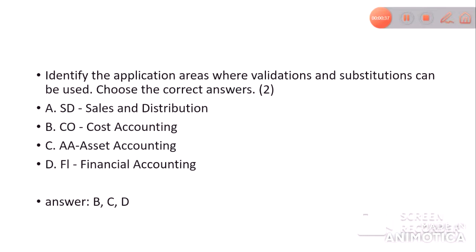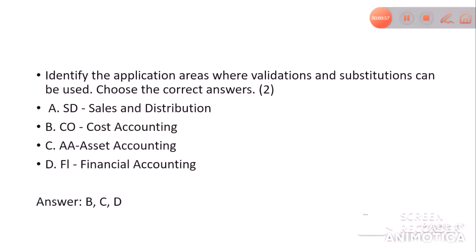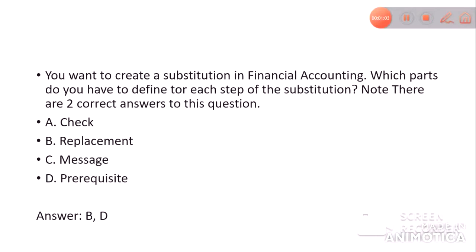You want to define a validation for the combination of ledger account and cost center. For what point of call is this validation defined? So this will be line item, so it is of line of documents. Identify the application areas where validations. So this is the same question again. You want to create a substitution in financial accounting. Which parts do you have to define for each step of the substitution? So we have the prerequisite and replacement.